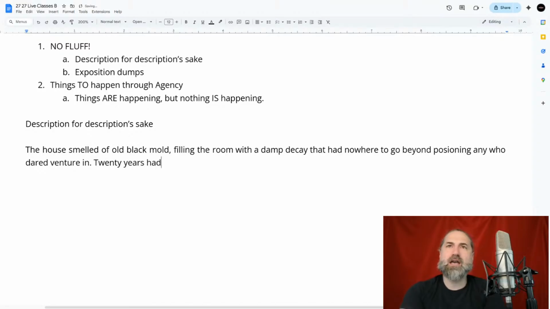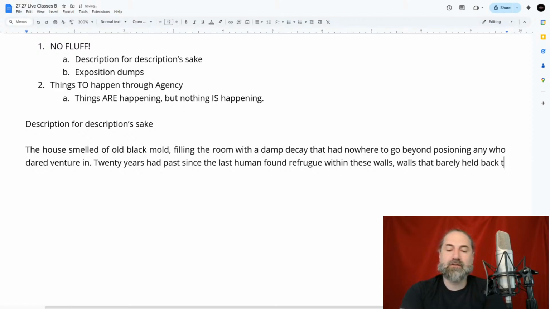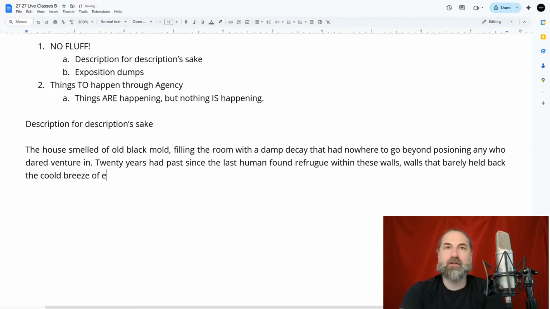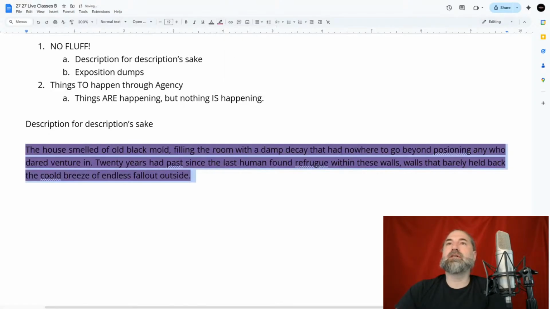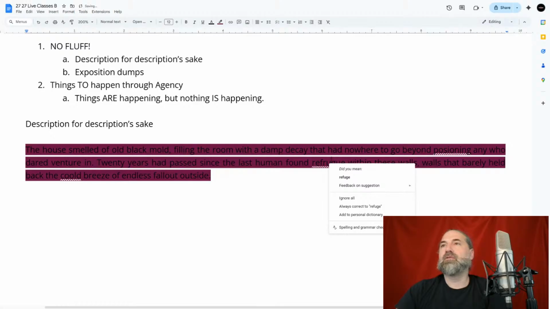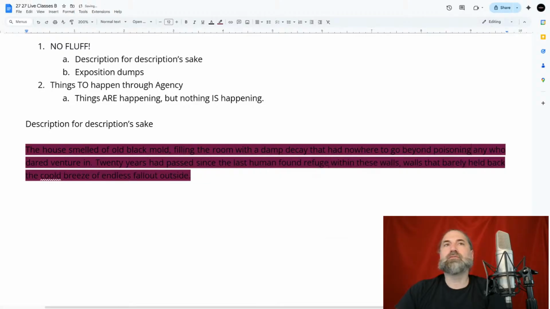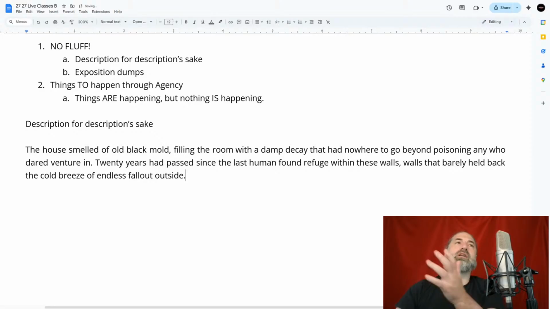"20 years had passed since the last human found refuge within these walls that barely held back the cold breeze of endless fallout outside." Okay. So I know I didn't spell everything correctly. Refuge. So this doesn't do anything.